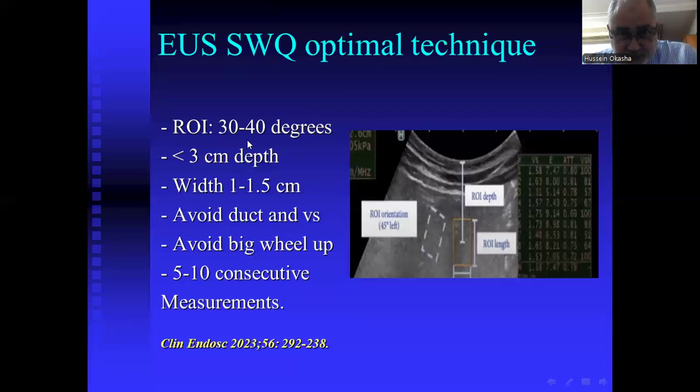The region of interest is 30 to 40 degrees. It should be less than a centimeter in depth. Avoid ducts and vessels. It should be concentrated on liver tissue. Avoid big vessels, and 5 to 10 consecutive measures should be done.